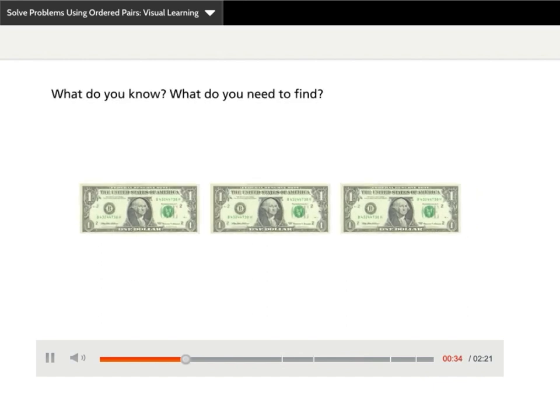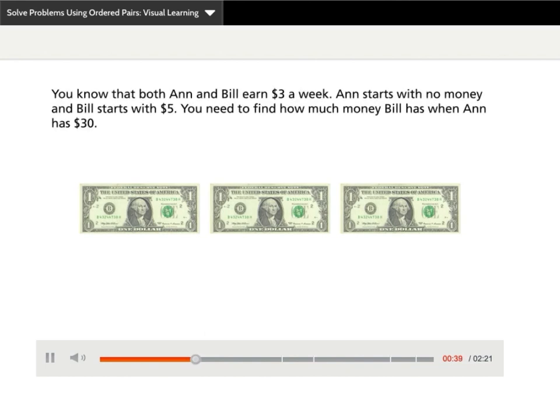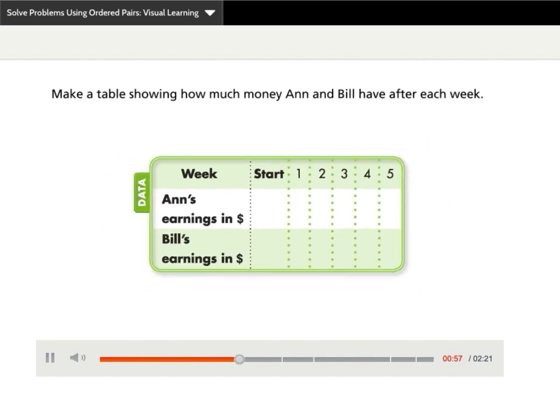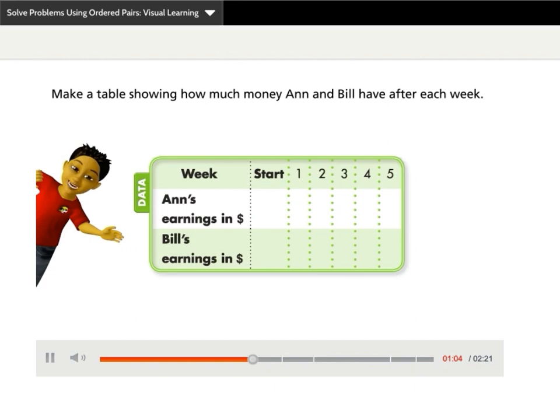What do you know? What do you need to find? You know that both Ann and Bill earn $3 a week. Ann starts with no money, and Bill starts with $5. You need to find how much money Bill has when Ann has $30. Make a table showing how much money Ann and Bill have after each week. You know that when Ann has $0, Bill has $5.